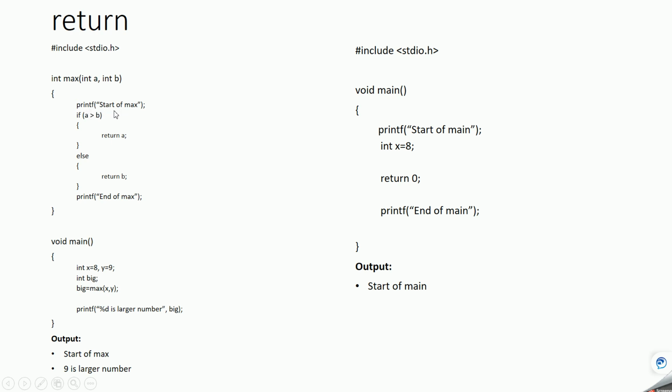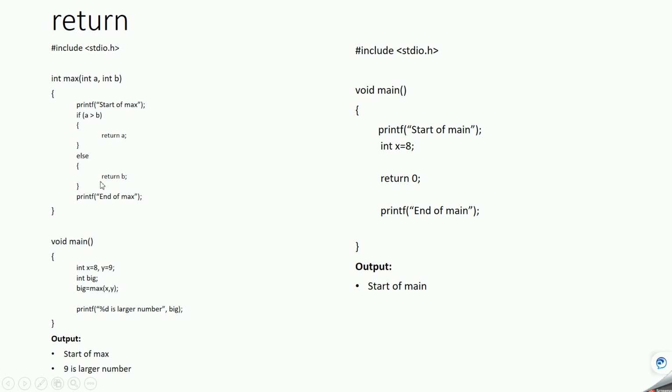It will print "start of max", and then check whether a is greater than b. In this case b is greater, so the condition is false. It will come to this point and say return. Now control is inside this function, and when this line of code gets executed, the control will come back out of the function. So this is why we call this a control termination statement.